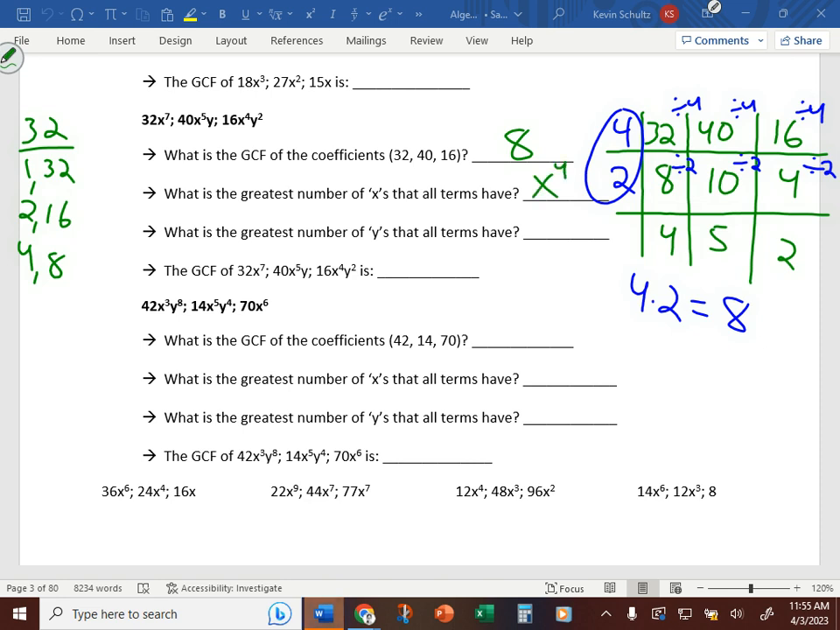X to the 4th. And then what's the greatest number of y's that all terms have? 0, right? The first term doesn't have a y. Okay? So it's not going to be part of our greatest common factor answer because not all of them have that y variable. So then the GCF of those 3 terms together, we take our coefficient GCF, that 8, we take the greatest number of x's that all terms have. They don't all have a y, so we can't include that, and there's our final answer, 8x to the 4th.